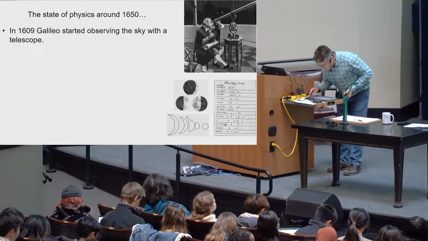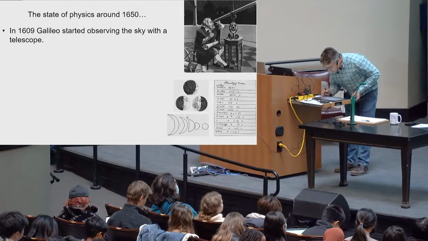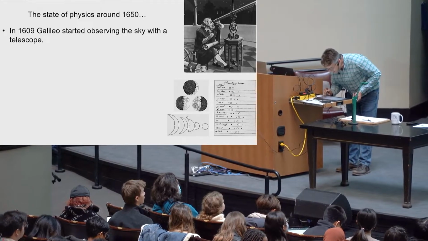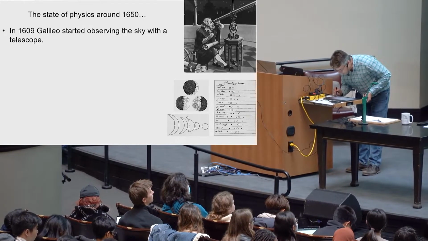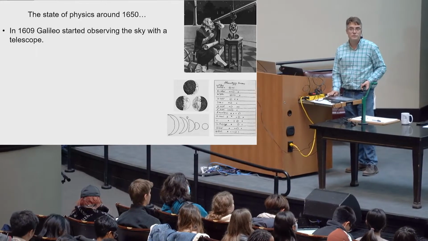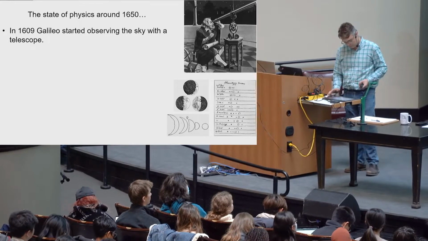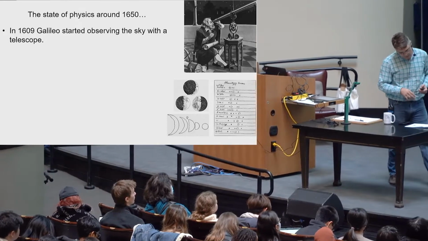And then the other thing he saw were these 4 little dots beside Jupiter. Jupiter was a nice circle, and there were 4 dots that seemed to be orbiting around Jupiter. And so he discovered the moons of Jupiter, called the Galilean moons. So those were pretty impressive things.